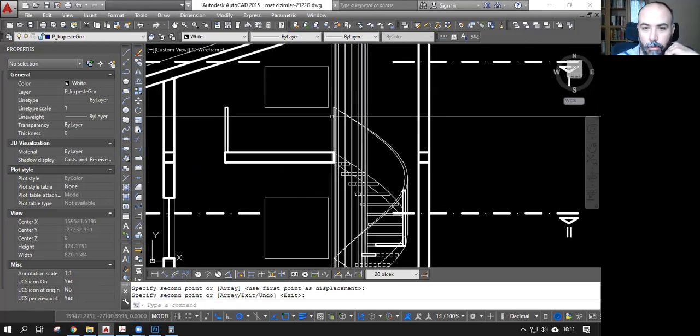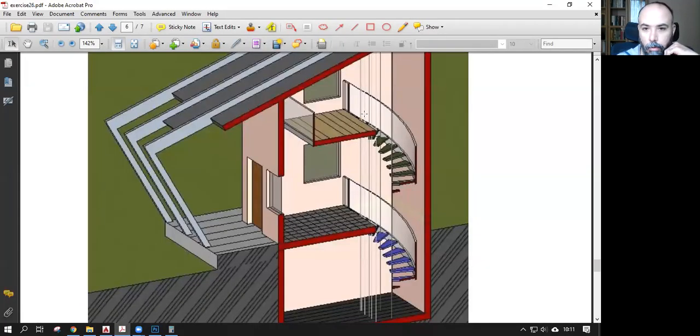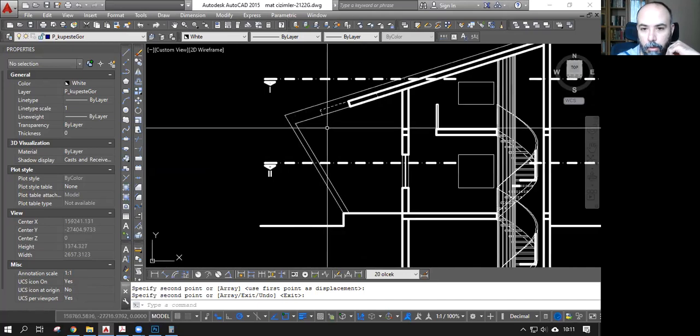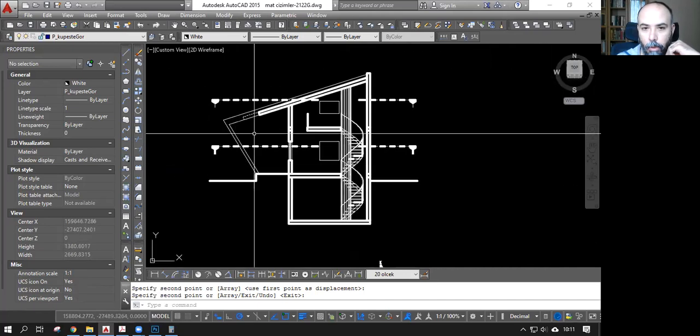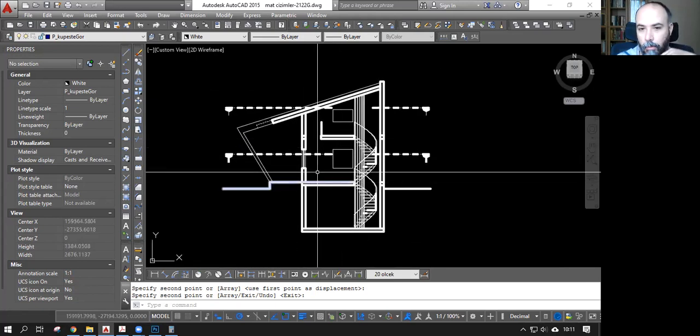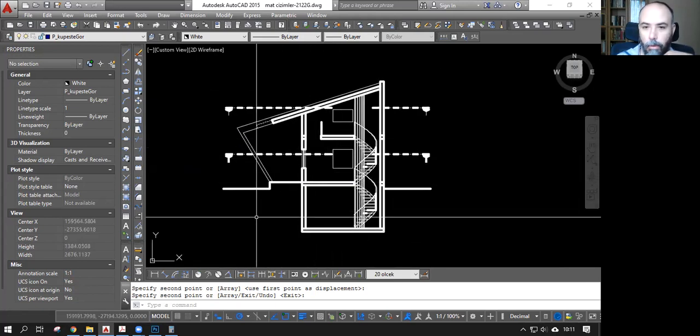And when it reaches the first floor, this part of the handrail becomes horizontal, and we cut through the handrail. So I think we are finished now. We did everything we are supposed to draw. Now we can put some explanations to this section.